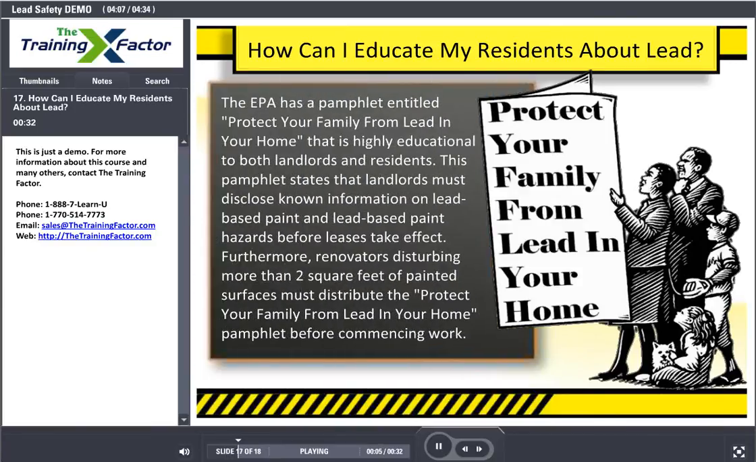The EPA has a pamphlet entitled Protect Your Family from Lead in Your Home that is highly educational to both landlords and residents. This pamphlet states that landlords must disclose known information on lead-based paint and lead-based paint hazards before leases take effect. Furthermore, renovators disturbing more than 2 square feet of painted surfaces must distribute the Protect Your Family from Lead in Your Home pamphlet before commencing work.